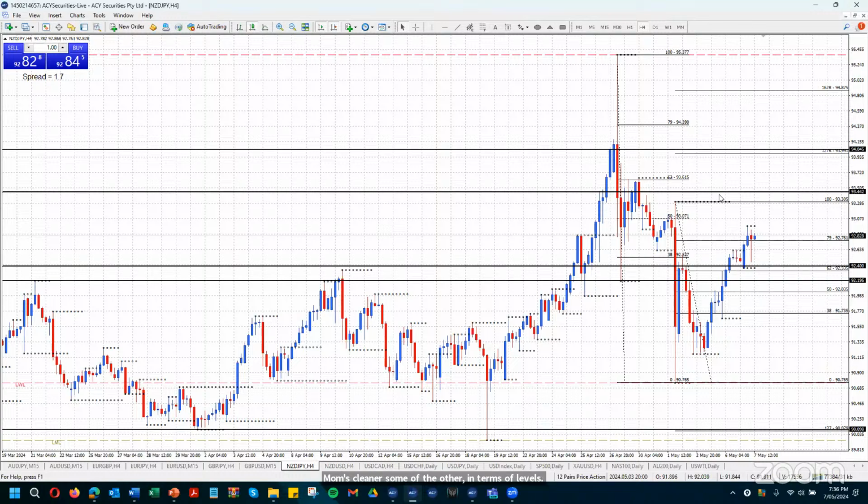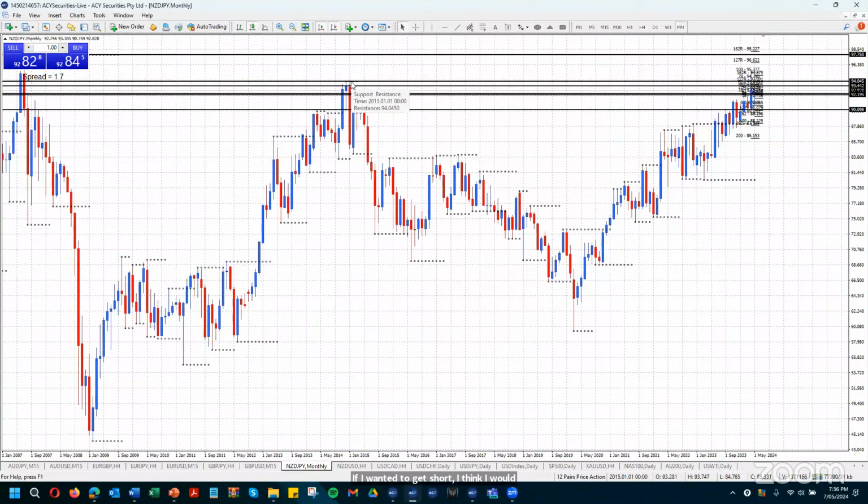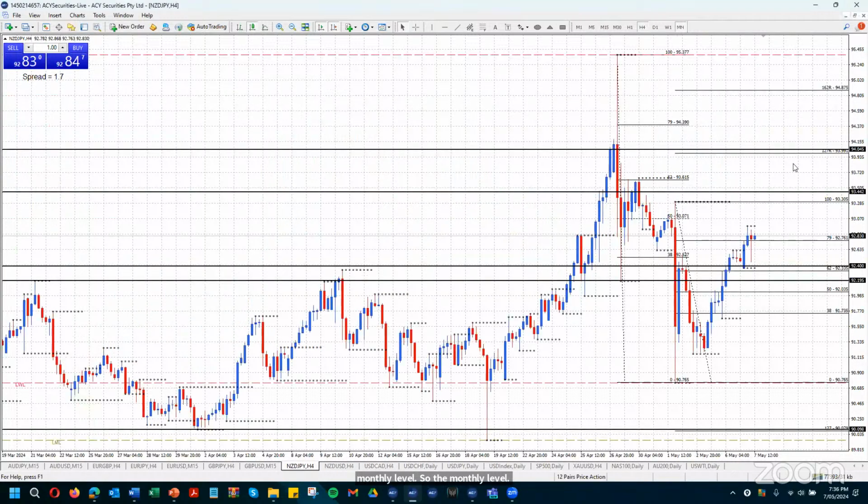If I wanted to get short, I think I would look at the monthly level. So the monthly level is 94.04. So that's this level here. So I would look at that level. There's no fib at that level. It's just the monthly level got massively rejected last week. So I would look at that monthly level and the 79% level there. 94.04 to 94.39 area I would look at to the sell side.